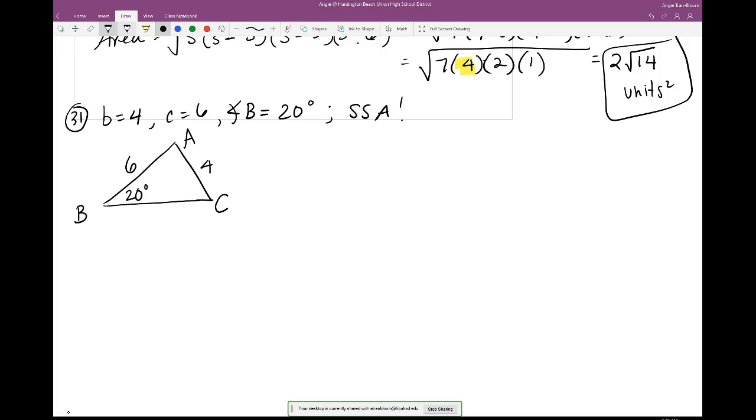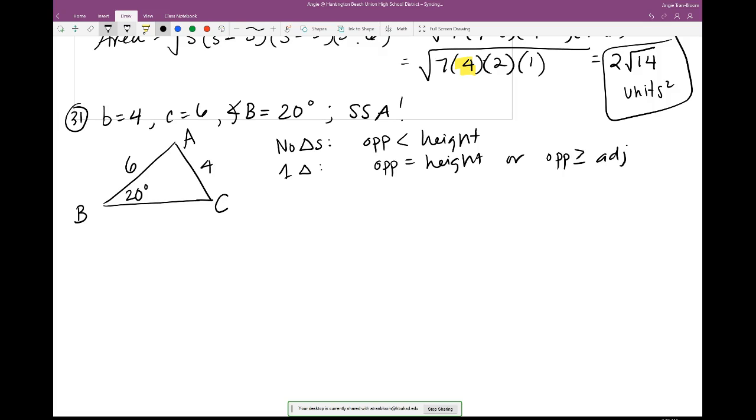What are the rules? How many? What are the rules for no triangles? Opposite is less than the height. Perfect. Okay. What's the rule for one triangle? Opposite is equal to the height. Opposite must be exactly the same as the height, or opposite is greater than or equal to the adjacent. Very good. What's the rule for two triangles?